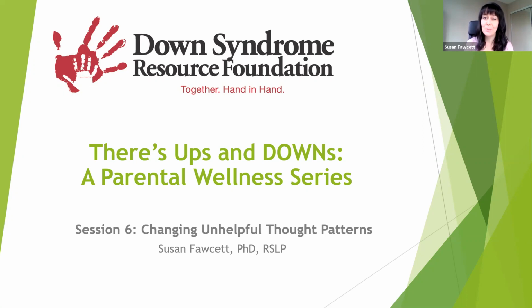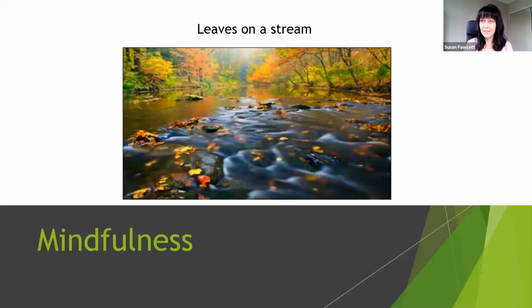This one today is going to be about changing unhelpful thought patterns. So I think we will start with our mindfulness, as we have been doing throughout this video series. And today we're going to repeat the mindfulness practice that was about leaves on a stream. And that's because we are going to be talking about thoughts today. And this particular practice is about letting go of thoughts and not getting too wrapped up in them.